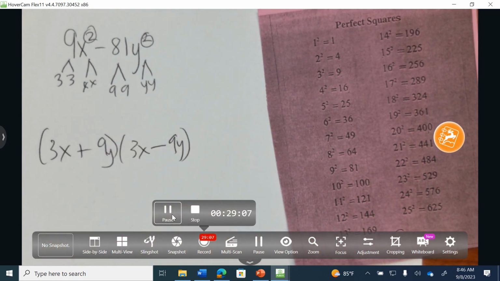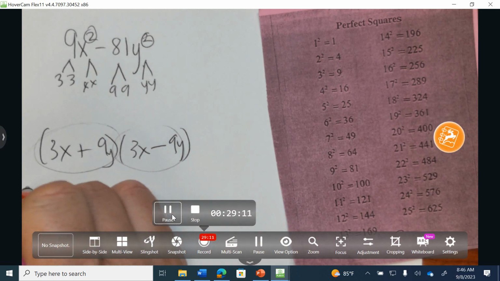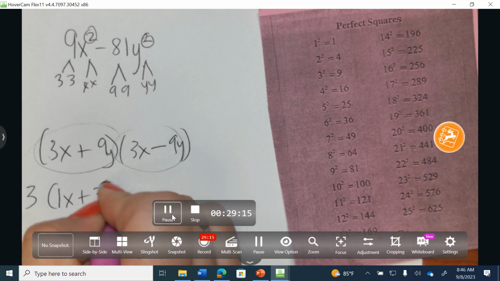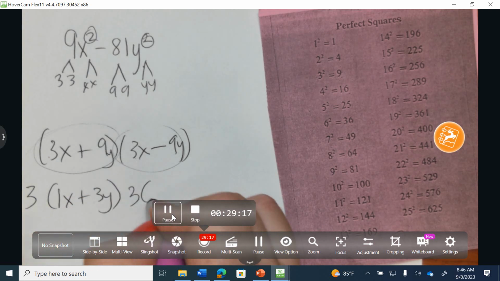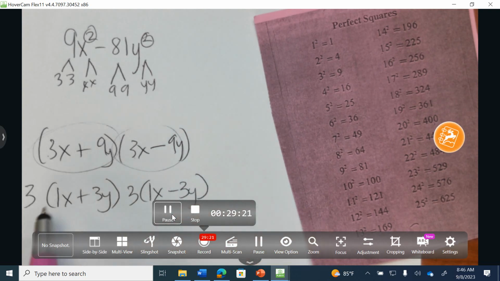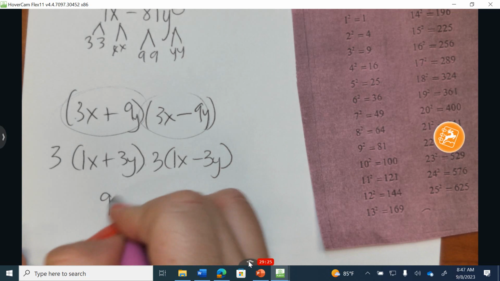What do I still need to do? I need to recognize that each one of these, what can I do? I can factor out a 3. So when I divide by 3, I get 1x plus 3y. I have to do the same thing here. Divide by 3, 1x minus 3y. Oh, sorry, yep, there we go. And then the 3's out front, we're going to multiply. So 3 times 3 is 9.